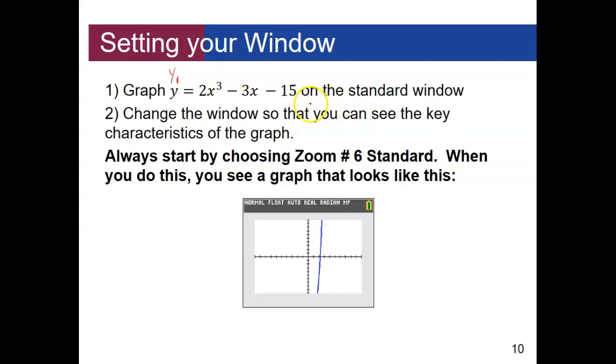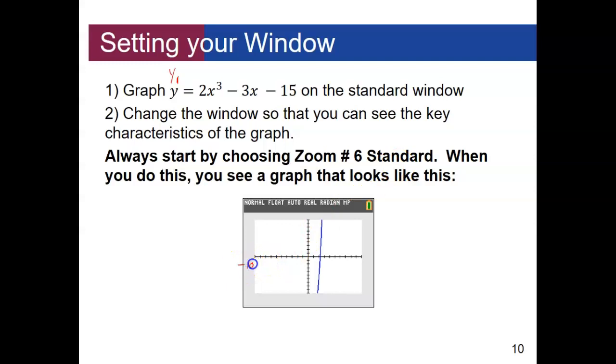Just let me know. We always want to start by choosing Zoom 6, and that's going to give us our standard graph. This is just what I would recommend doing for every new problem. So as you move from one problem to the other, just start by doing Zoom 6 for your standard.